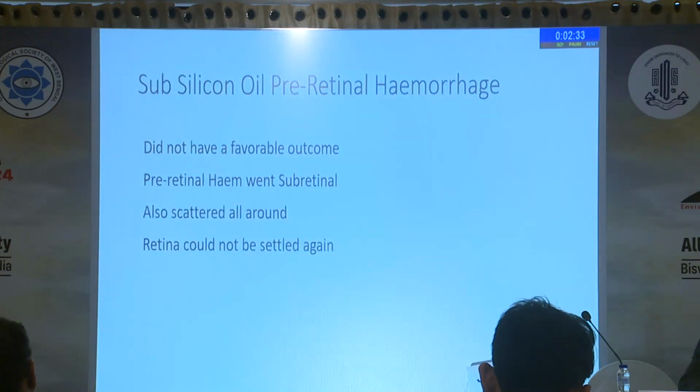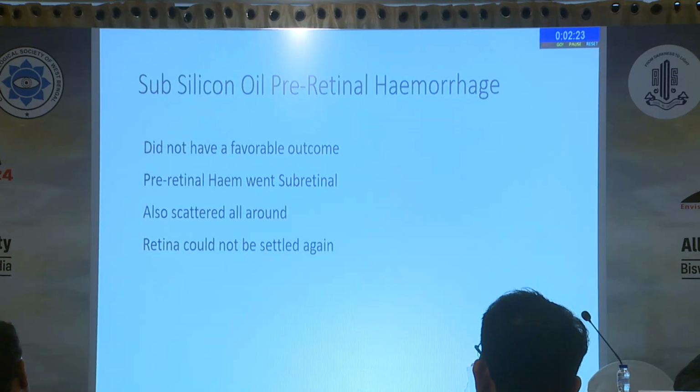Then subsilicone oil pre-retinal hemorrhage. Again, I've used it in one case, but I did not have a favorable outcome. Actually, I missed that there was still a little bit of detachment present below in that patient. And the clot definitely got lysed, but the blood went subretinal through the open break which was present. It also scattered all around and the retina could not be settled again.